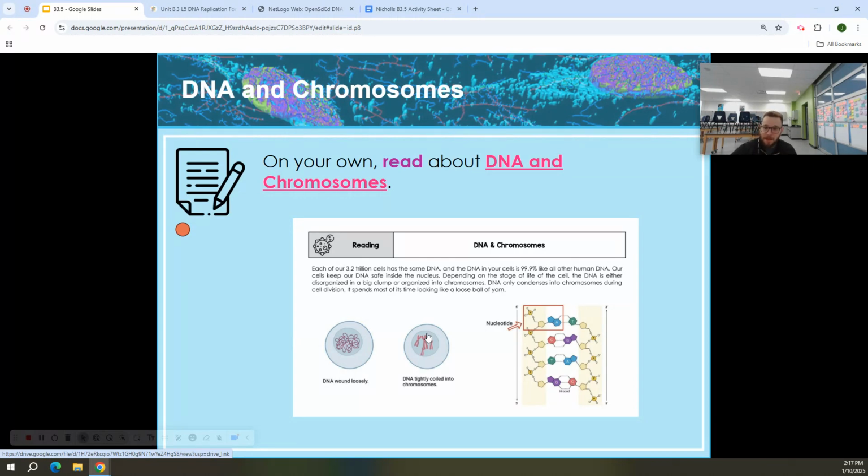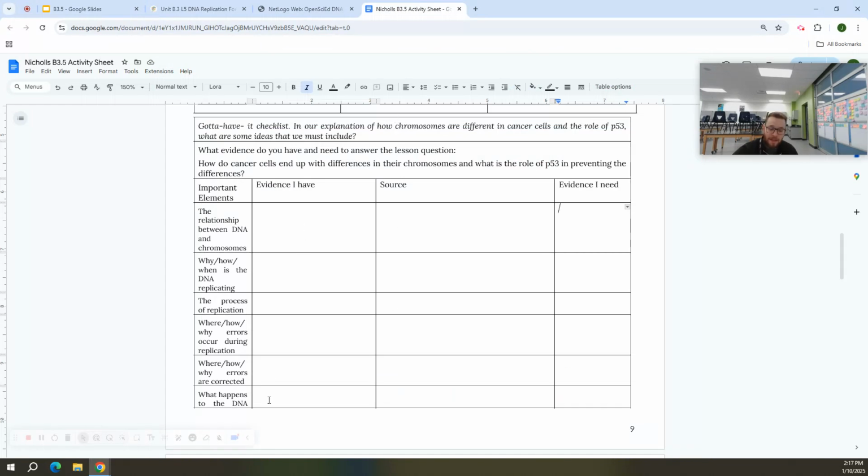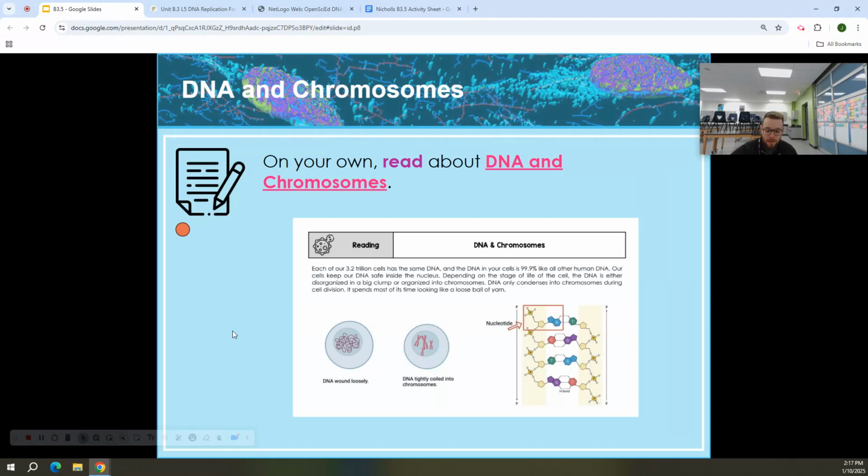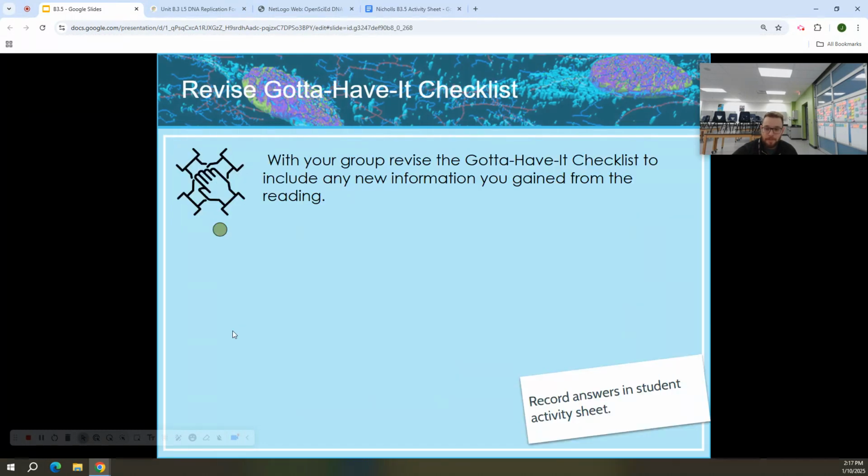So read through that on DNA and chromosomes, again looking for the evidence. You're trying to find evidence of these things to help you better explain these aspects of DNA replication in chromosomes and cancer.